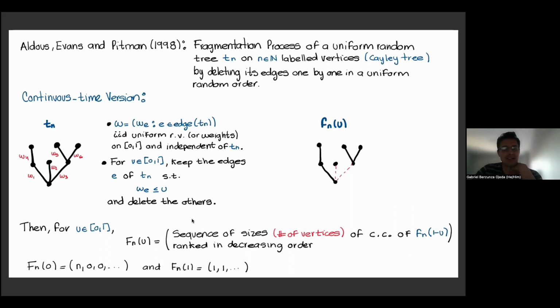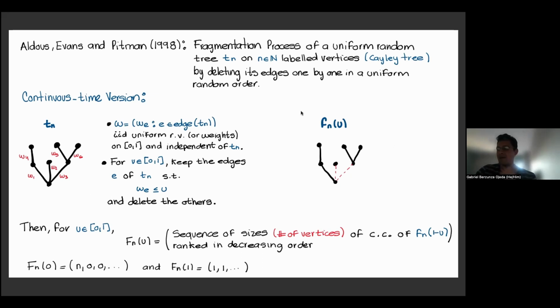What I will talk about comes from a series of papers from these authors you see on the screen, Aldous, Evans, and Pitman, who studied the fragmentation process of uniform random trees on a set of n labeled vertices, also known as Cayley trees. And they destroy this tree by deleting its edges one by one in a uniform random order. So let me be a little bit more precise and define this process.